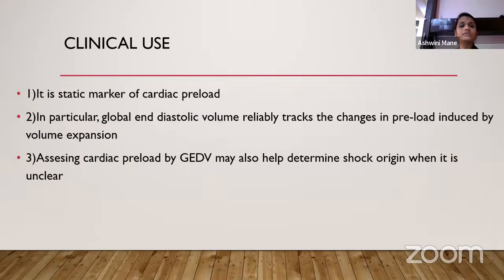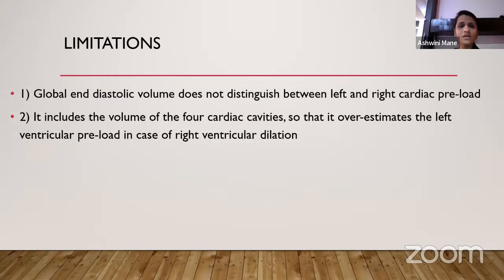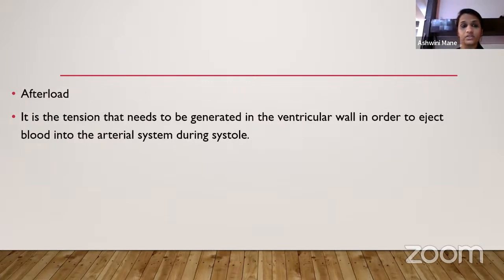Now, the clinical use: it is a static marker of cardiac preload. In particular, global end-diastolic volume reliably tracks the changes in the preload induced by the volume expansion. Assessing the cardiac preload by the global end-diastolic volume may also help in determining shock origin where it is unclear. Now, the limitations are it cannot really differentiate between the right and left cardiac preload. It includes the volume of 4 cardiac cavities, so it overestimates the left ventricular preload in case of right ventricular dilation. Now we'll understand what is afterload.